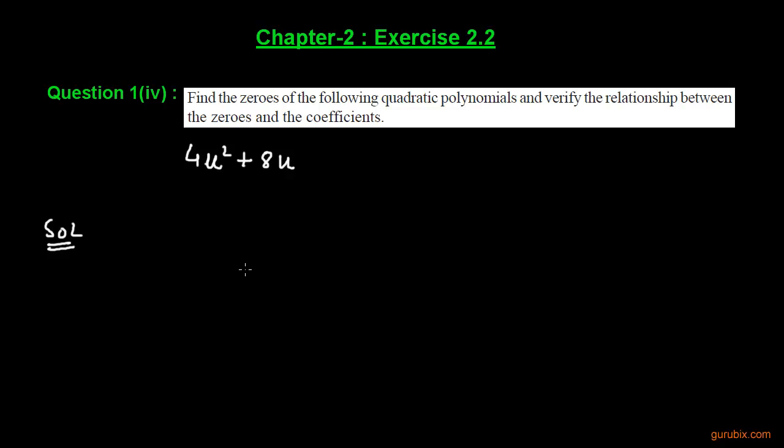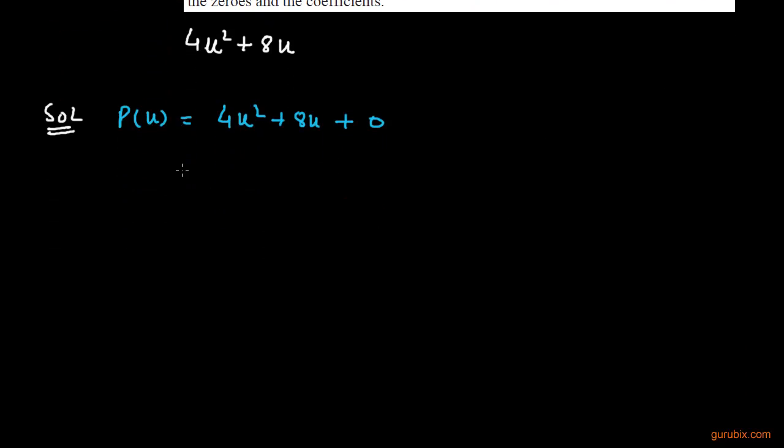First of all, we shall collect the given polynomial, and that is 4u square plus 8u, and we shall denote it by p(u) and add the constant term by adding 0, because the constant term is not given. So this quadratic polynomial is in its standard form, and now we shall factorize this quadratic polynomial.